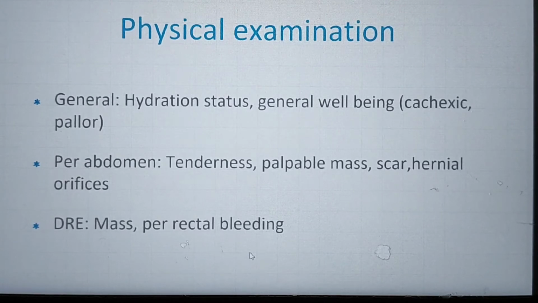Okay, and then we move to the per abdomen examination. We have to see if there is any tenderness, palpable mass, or scar, and also do not forget to check for the hernial orifices, as hernia is one of the commonest causes of intestinal obstruction. And we also cannot leave the digital rectal examination, in which, if there is malignancy, we might find a mass or rectal bleeding.